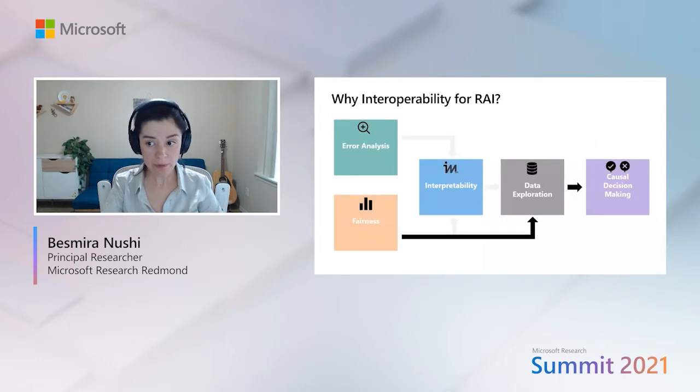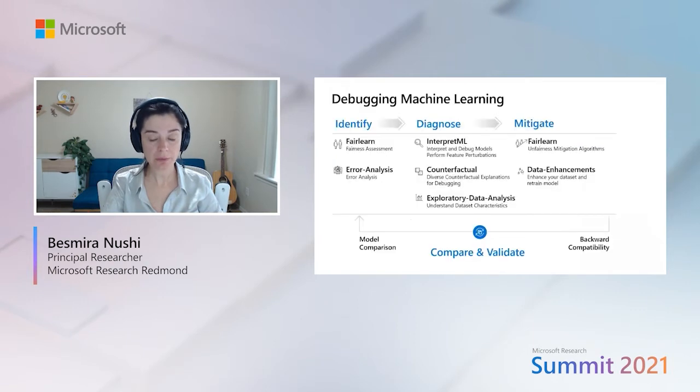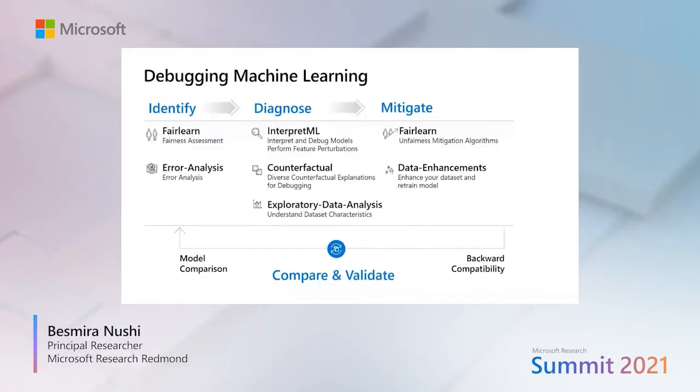There are two main types of responsible AI workflows, either for the purpose of debugging machine learning models or for causal decision-making to take actions in the real world. Debugging workflows offer capabilities around error identification, diagnosis, and mitigation. For example, you might have initially built a model, you want to understand how the errors are distributed, then you may want to diagnose the errors either through data exploration or explanations or counterfactuals, and based on these insights, then you may want to take an action to mitigate them.